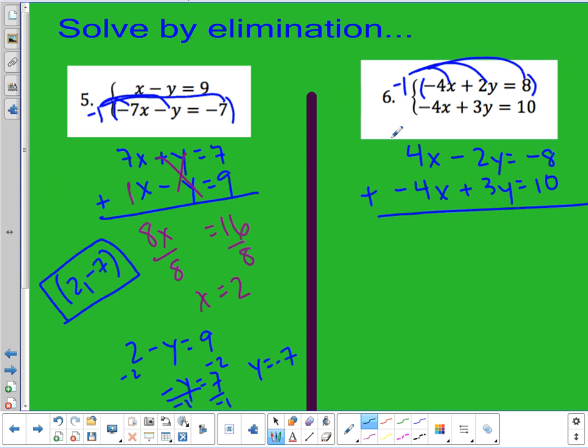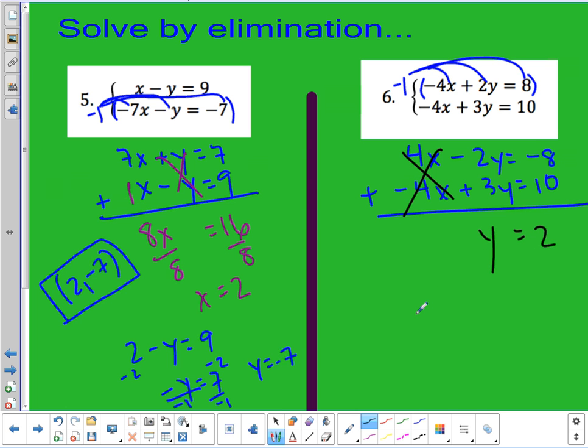Because now when I add them up, 4x and negative 4x is 0. That drops out, which is my goal. The negative 2y plus 3y is just y, because negative 2 plus 3 is just 1. And negative 8 and 10 is positive 2. So I'm left with y equals 2. I have no division to do, so I'm good.